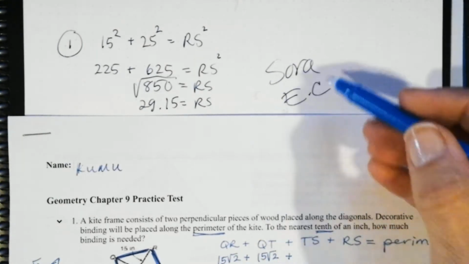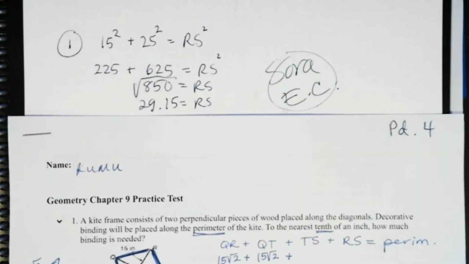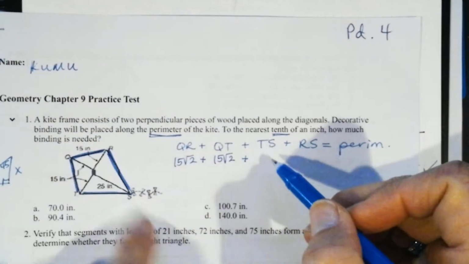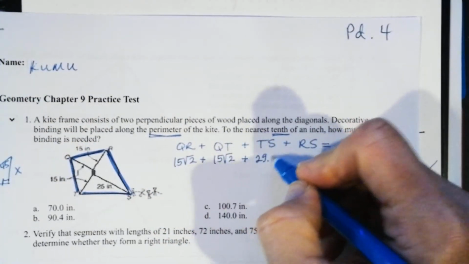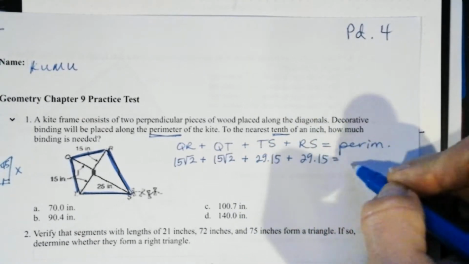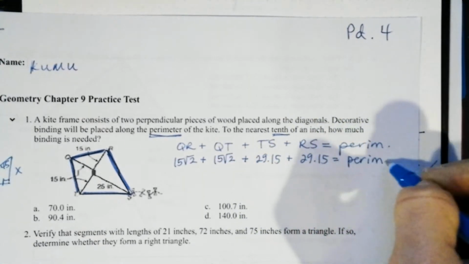29.15. She pointed out a mistake I made, so that's why I gave her extra credit. You too. 29.15. So that's going to be these 2 slanted ones. And if I add those 4 together, I'll get the perimeter.